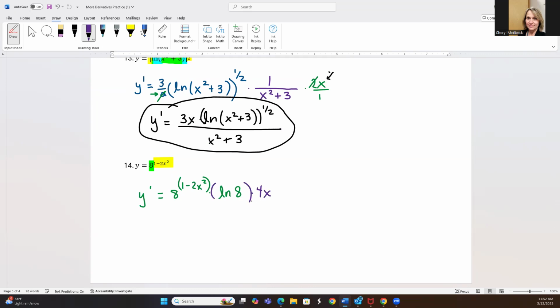Now, I can't multiply this 4x times the natural log of 8, we can't combine them and say it's 32 in any way here. We also can't do this with this green 8 because 8 is being taken to that power, so I can't multiply the 4x by it. So that is, in a sense, our lovely derivative for problem 14.